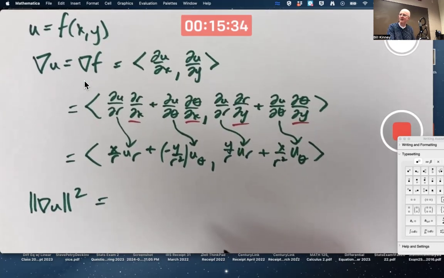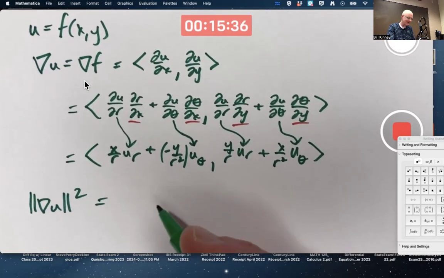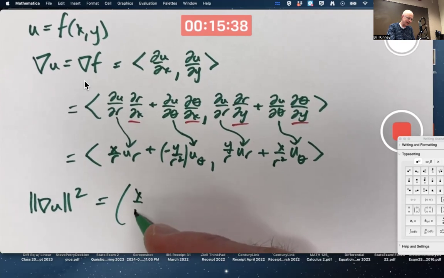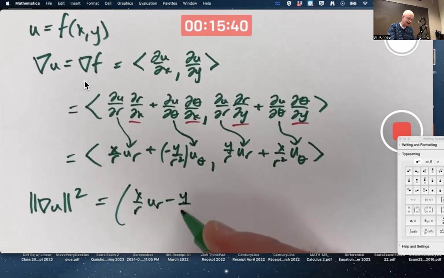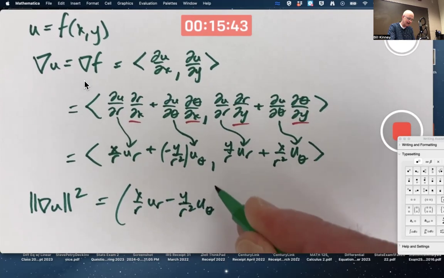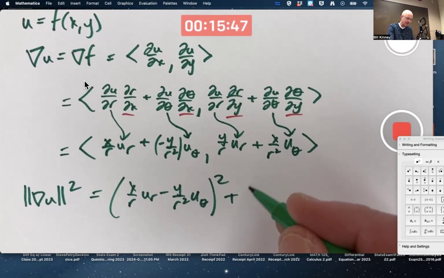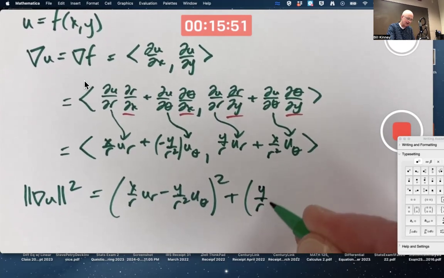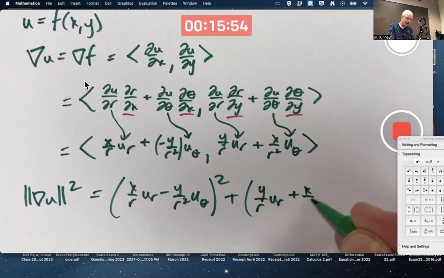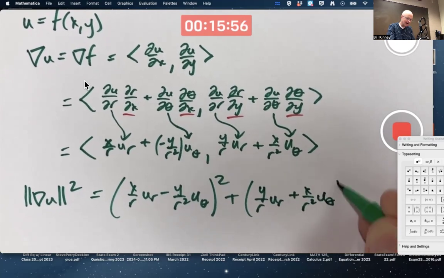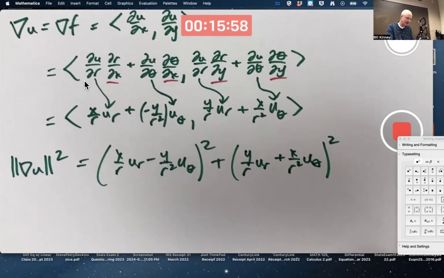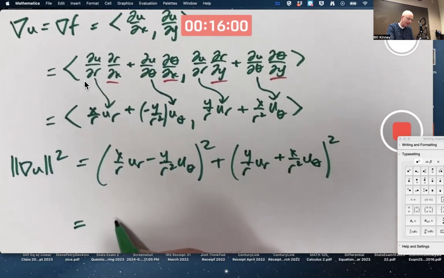Taking the magnitude squared avoids square roots. So I've got to square this thing and add the square of this thing. I'm doing a dot product effectively of this vector with itself. Is this going to simplify nicely? It's not so clear. We might get some cancellation from the outside and inside products between the two terms.